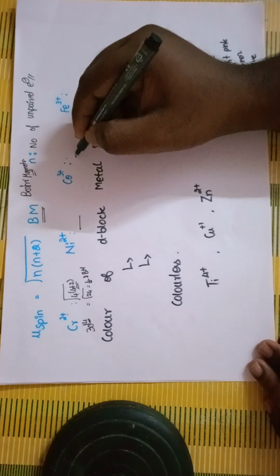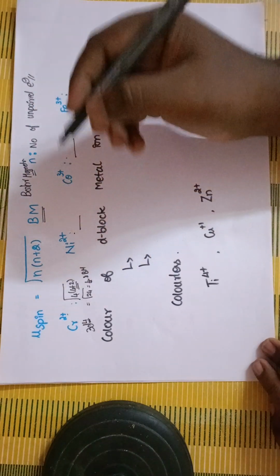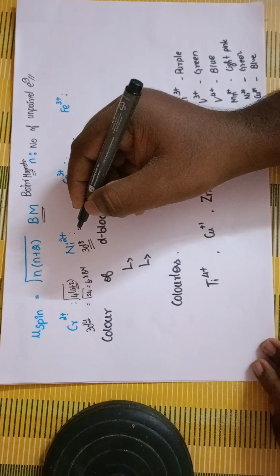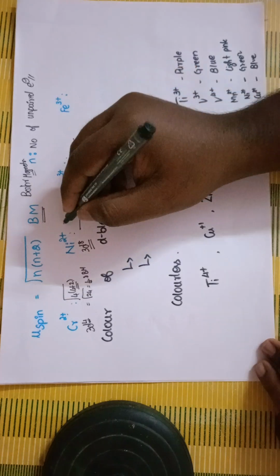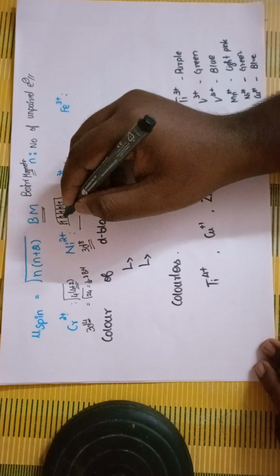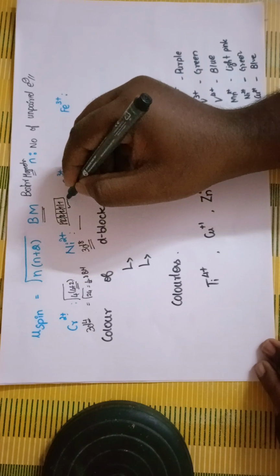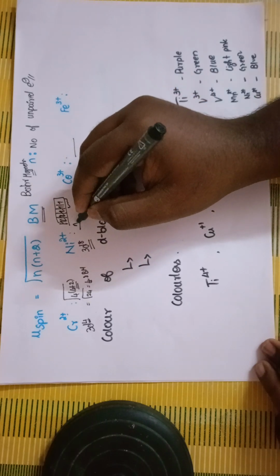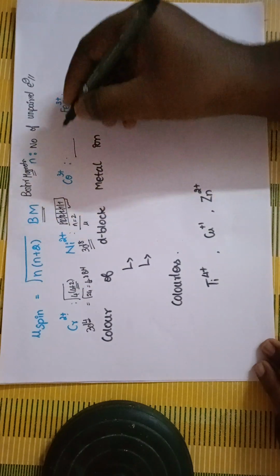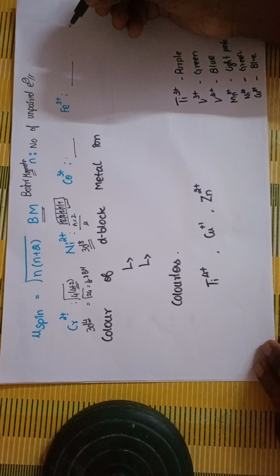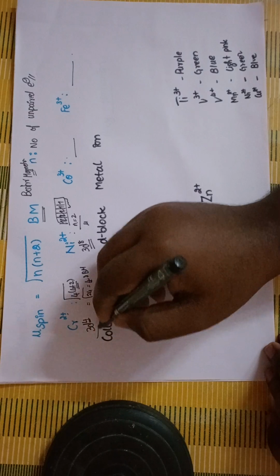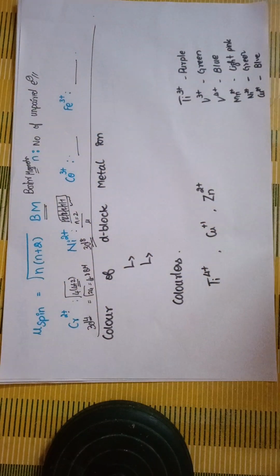You complete for this 2. Okay, calculate the number of unpaired electrons correctly. Nickel 2 plus means 3d8 configuration. 3d8 configuration, how many unpaired electrons? 1, 2, 3, 4, 5, 6, 7, 8. So 2 unpaired electrons. N value will be 2. By using 2, you have to calculate the spin magnetic moment. Then for here, use the idea, then calculate. Okay. Pause the video and complete this. Okay, next.